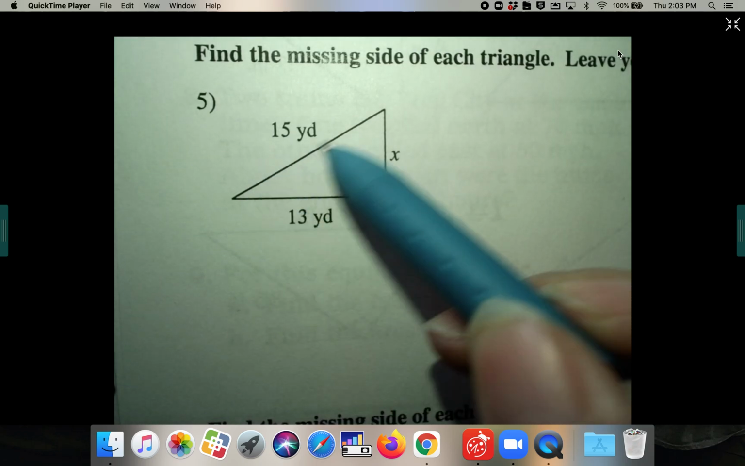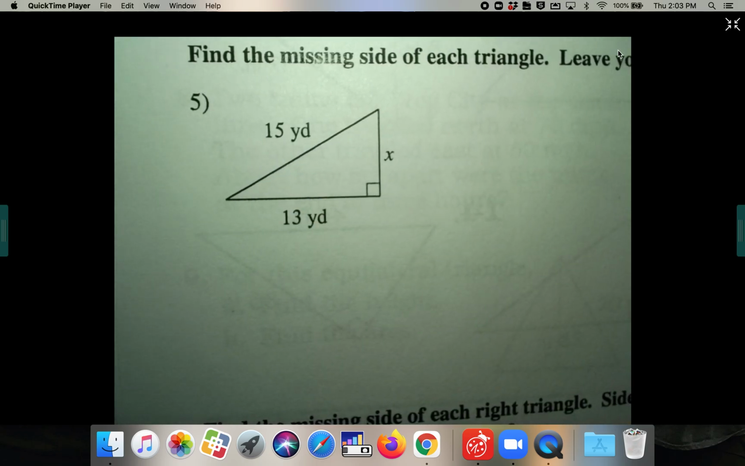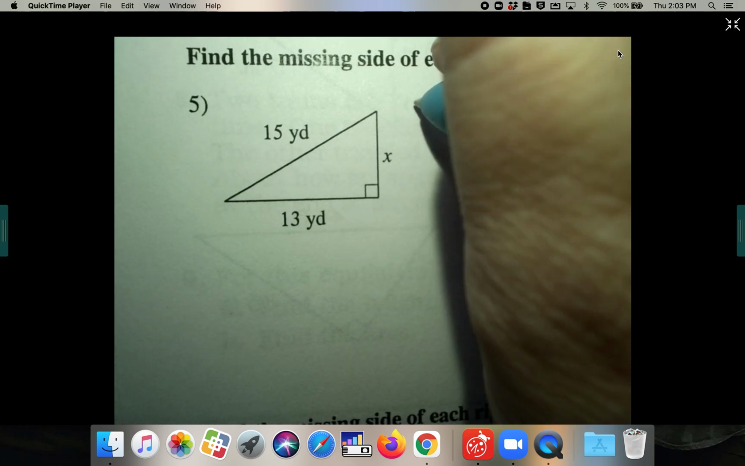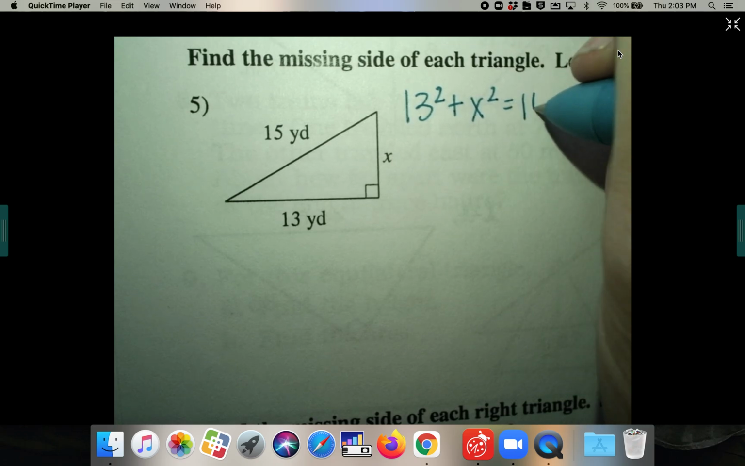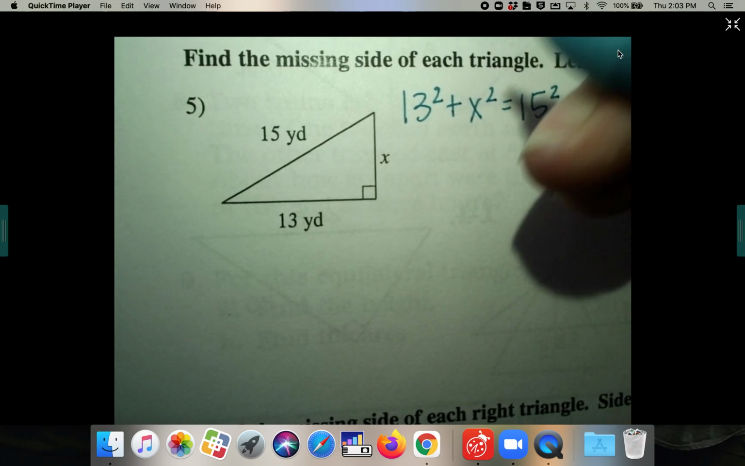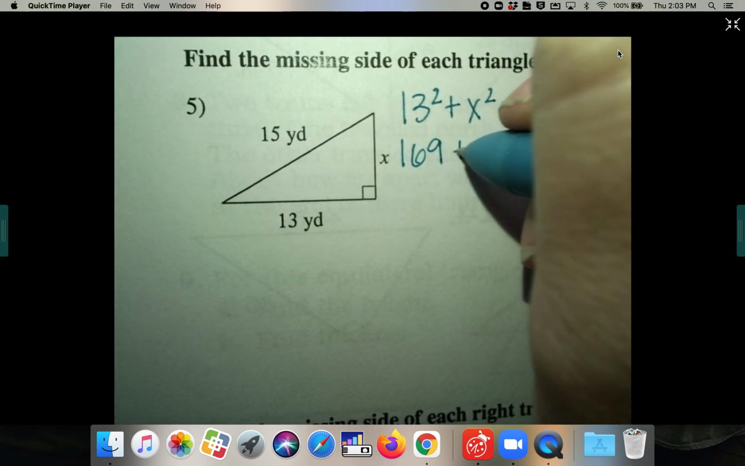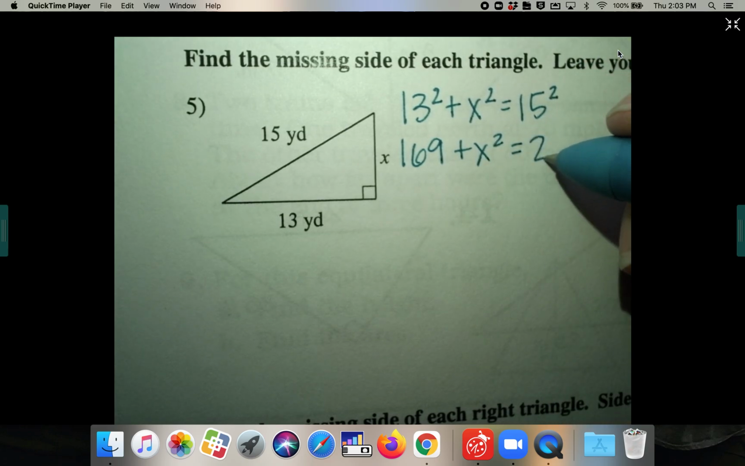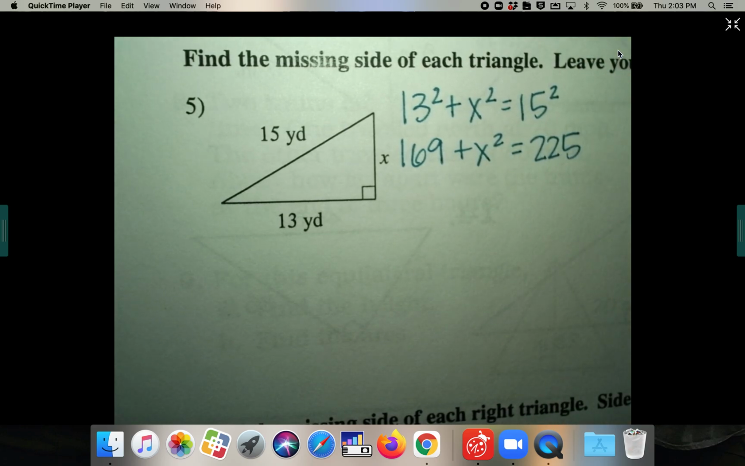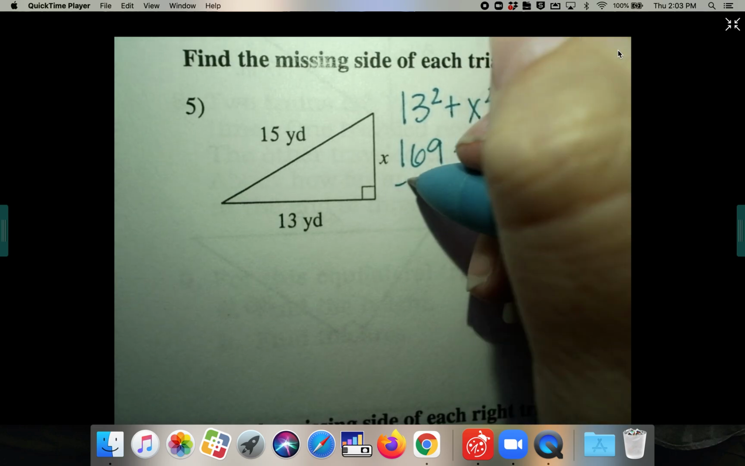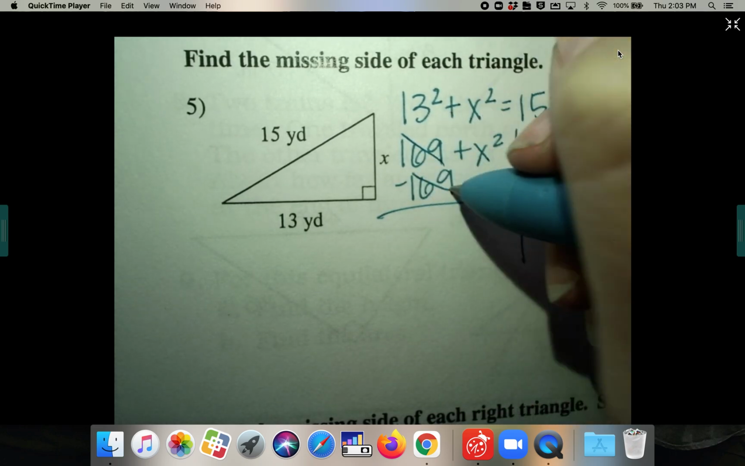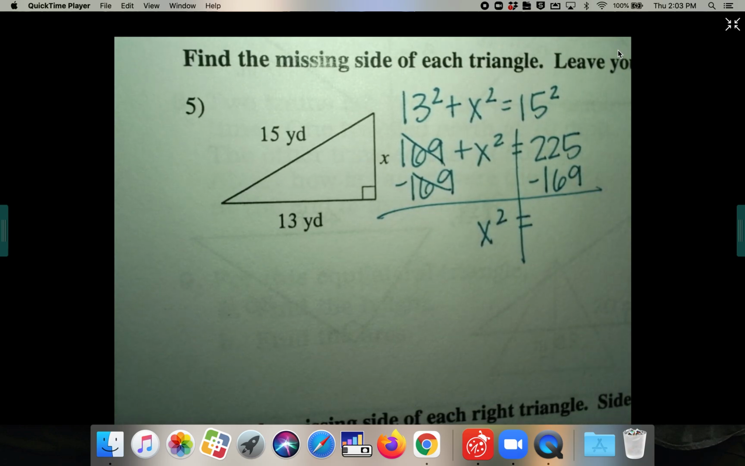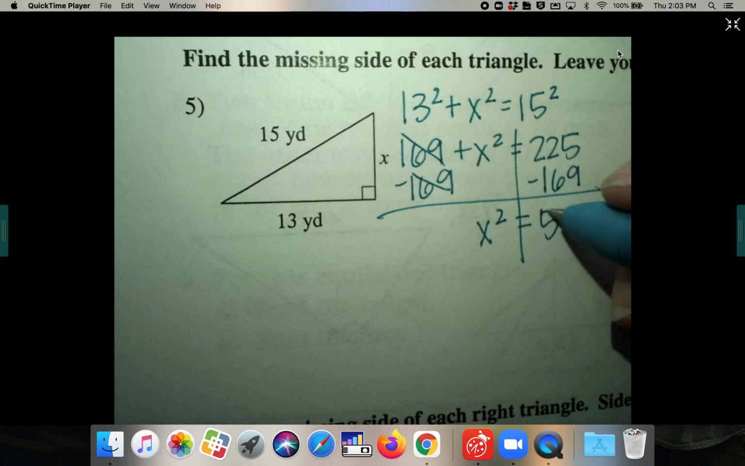Okay, 15 is our C, which is our hypotenuse, so 13 and x are the legs. So I'm going to do 13 squared plus x squared equals 15 squared. 13 squared is 169. 15 squared is 225. I didn't use my calculator. I'm thinking this is right. You might want to double check me. X squared equals whatever 225 minus 169 is, which is 56.